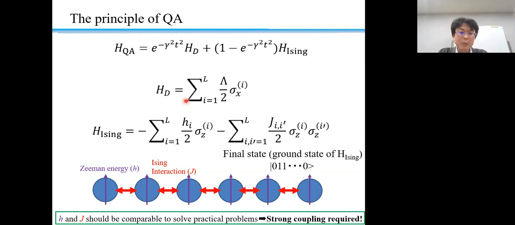So the important point is h and J should be comparable to solve practically useful problems. Because if h is much larger than J_ij, then all spin down or all spin up becomes a trivial ground state. In order to consider the non-trivial ground state, J should be larger or at least comparable with h. So this is the reason why I said strong coupling or ultra strong coupling is required for the quantum annealing.